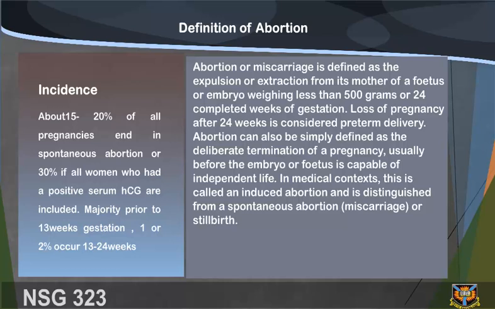or 30% if all women who had a positive serum HCG are included. The majority occur prior to 13 weeks gestation; 1 or 2% occur at 13 to 24 weeks.